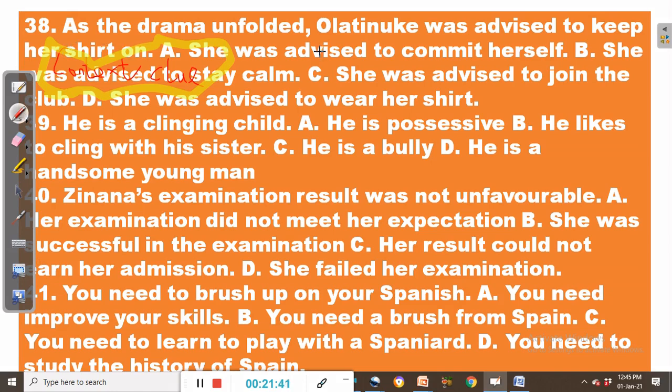As the drama unfolded, Olatinuke was advised to keep her shirt on. This is another expression we are not familiar with. What does it mean to keep one's shirt on? But this gives us a picture of something.